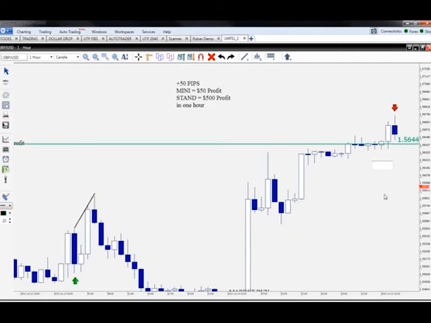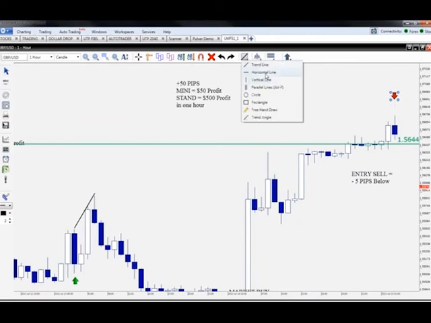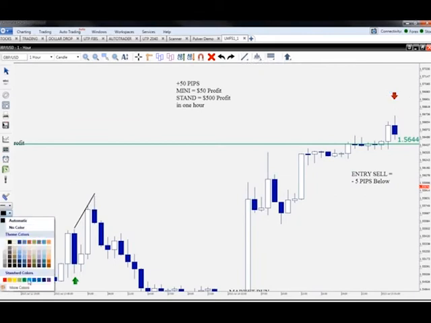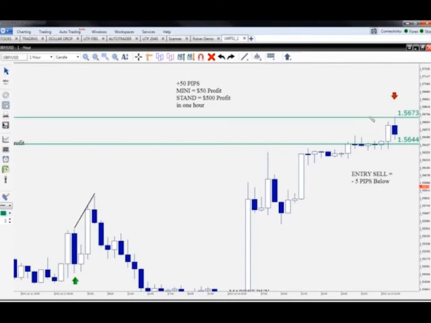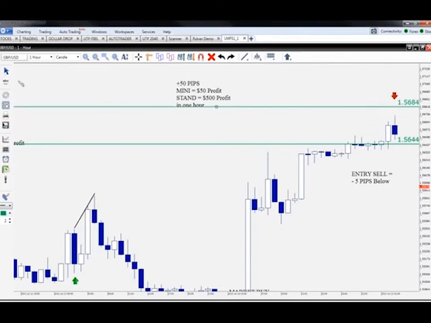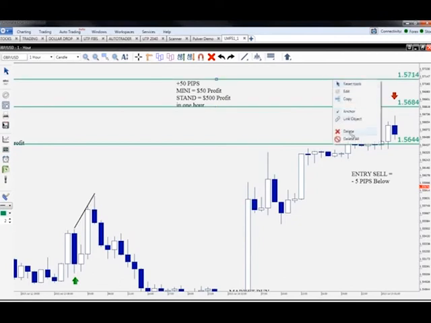So, entry sell is going to equal minus 5 pips below the low of that 3 a.m. candle, just like that. So entry sell, pending order, 5 pips below. Entry buy is going to be 10 pips above that high. So we're coming here. So 74 right there is going to be our entry buy. Oops. Sorry about that. Let me delete that.